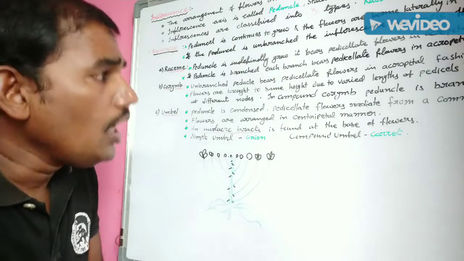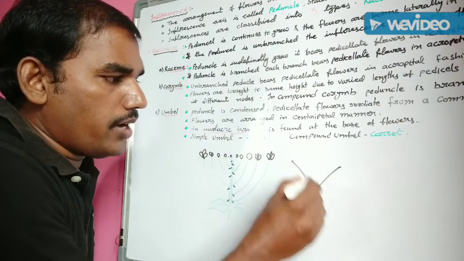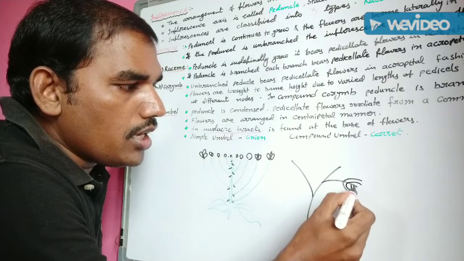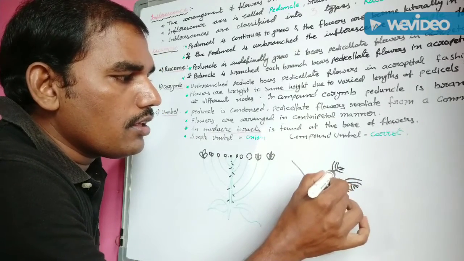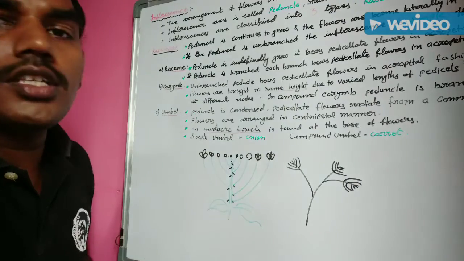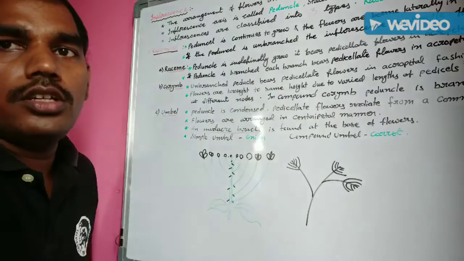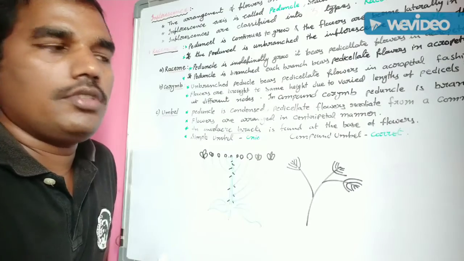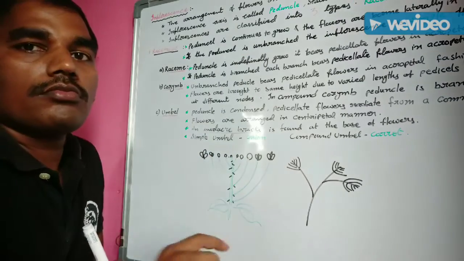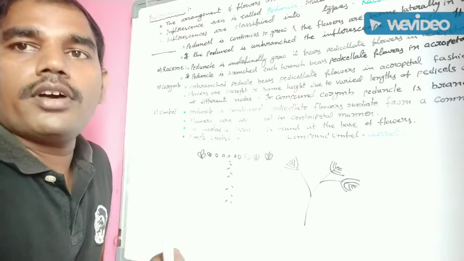Okay. In compound corymb, the peduncle is branched. Every branch resembles a simple corymb. This type of inflorescence is known as compound corymb. Example, you know already, cauliflower. The cauliflower shows a compound corymb, and Acacia species shows this type of simple corymb inflorescence.